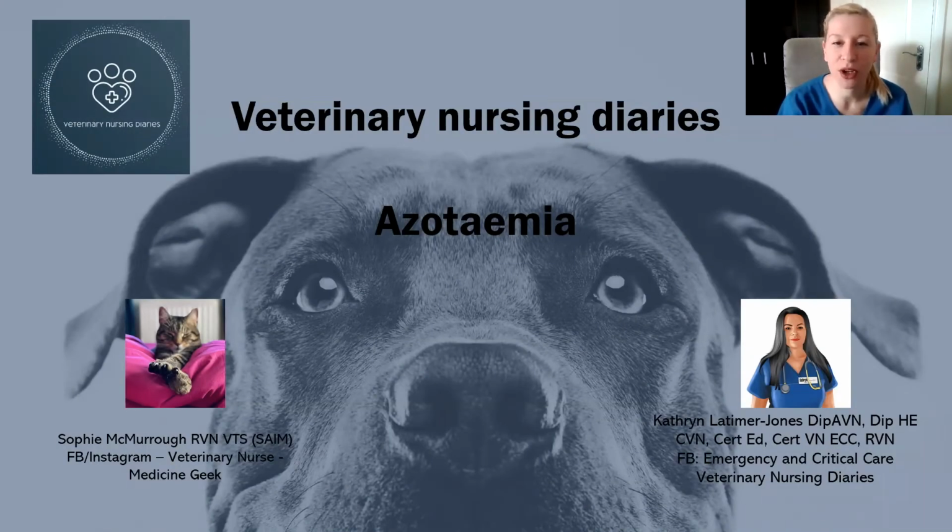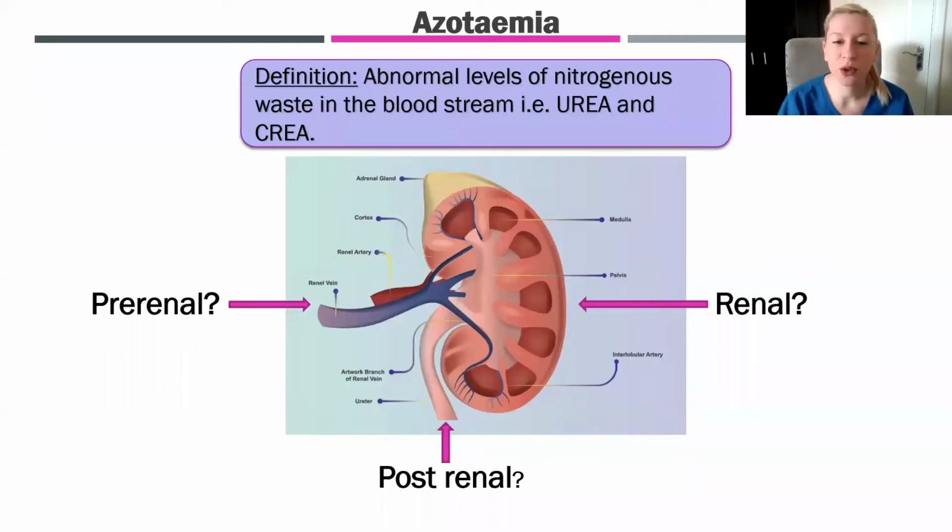My name's Sophie McMurray and this video is all about azotemia. So first of all, when we think of azotemia, we need to think about what it is, and then we need to think of the origin. So where does it come from? Where is it originating from? We always think of azotemia as linked to the kidneys, which on many occasions it is, but that's not the only thing that can cause a patient to be azotemic.